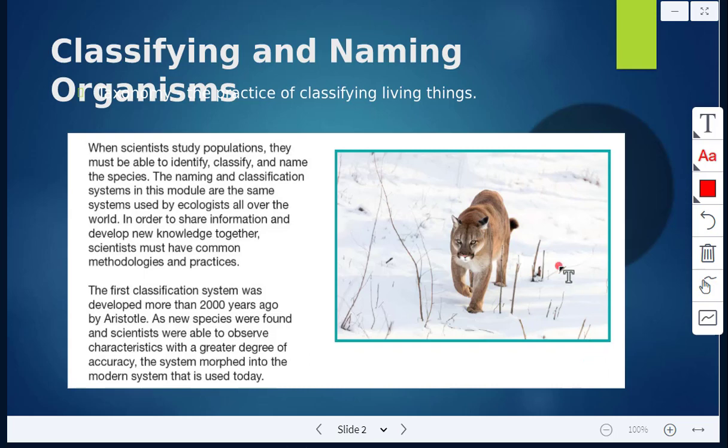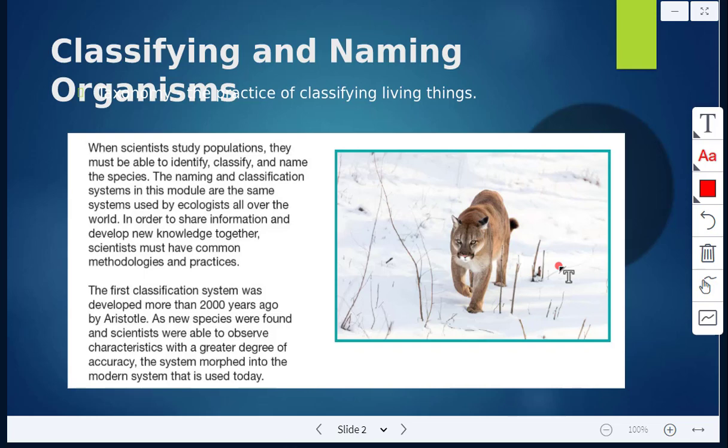Okay, so taxonomy is the practice of classifying living things. Scientists have to be able to identify, classify, and name species, and this system of naming and classifying species is the same method that's used by ecologists all over the world. Similarly to chemistry, naming chemicals is also the same method used throughout the world. In order to share information and develop new knowledge together, scientists have to have these common methodologies and practices.